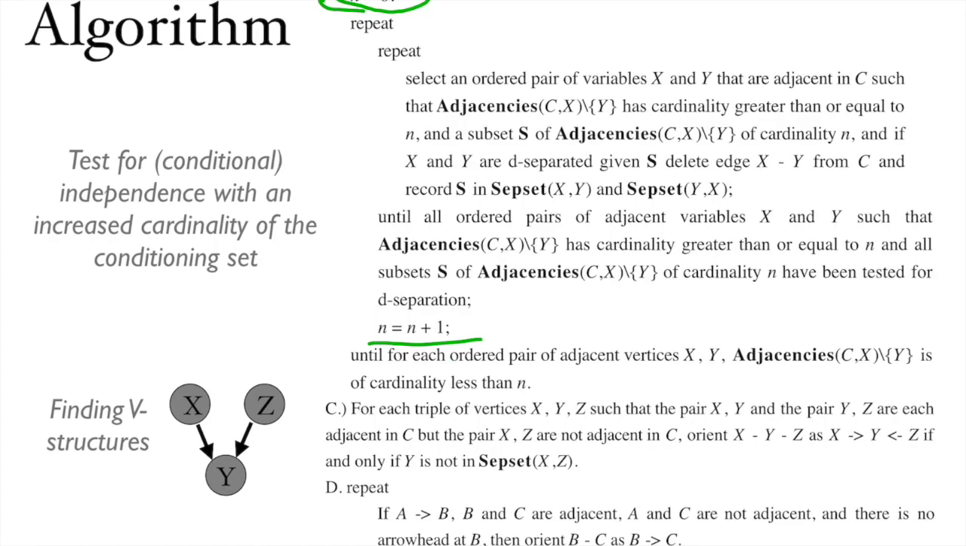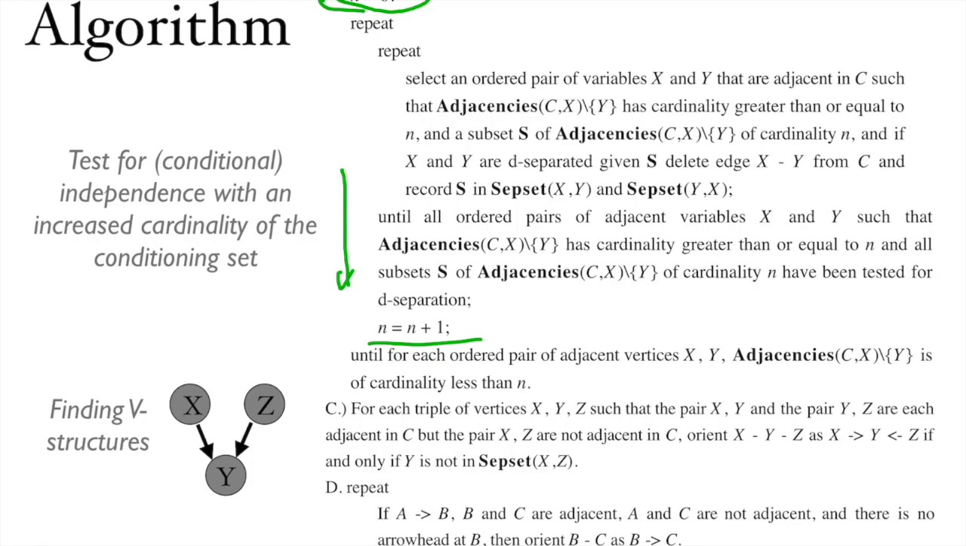Now you condition on a single variable. When you condition on a single variable, you only consider those variables that are adjacent to either X or Y. You have a much smaller number of variables to condition on. And so on. Finally, once you have considered all possibilities, this step will terminate, because you cannot condition on any further variables. That's why it's very tricky.